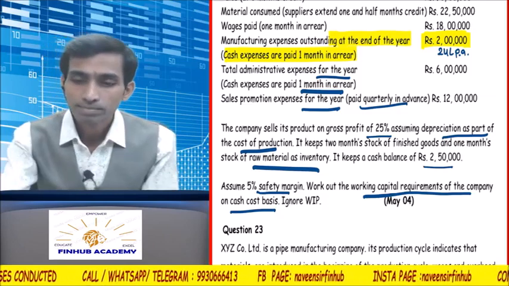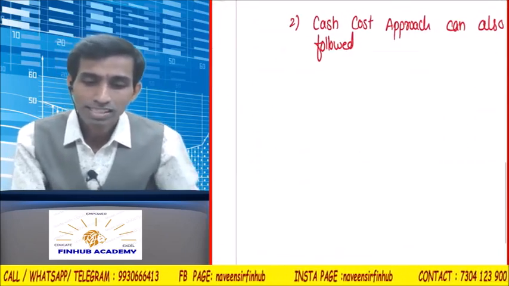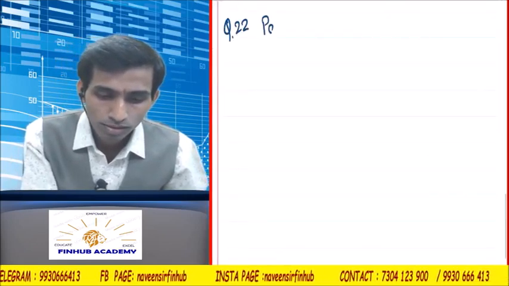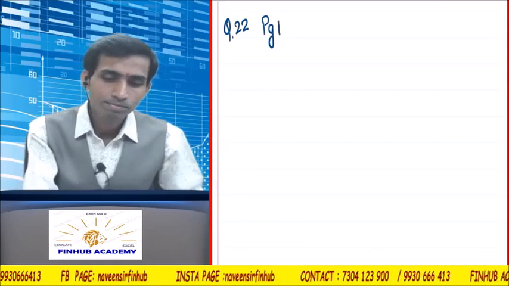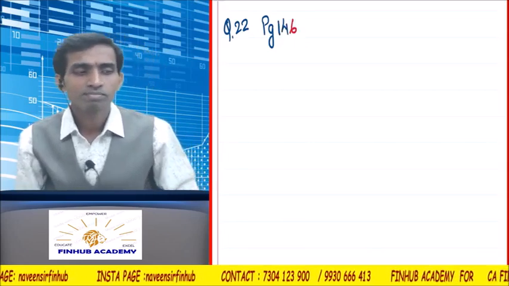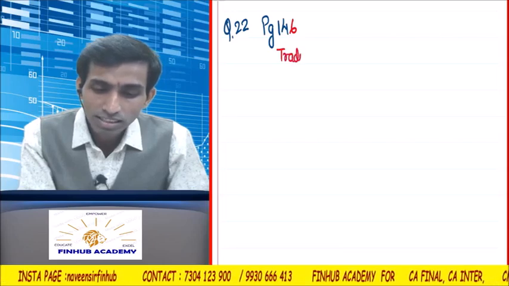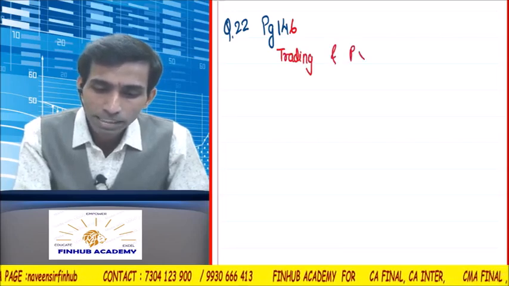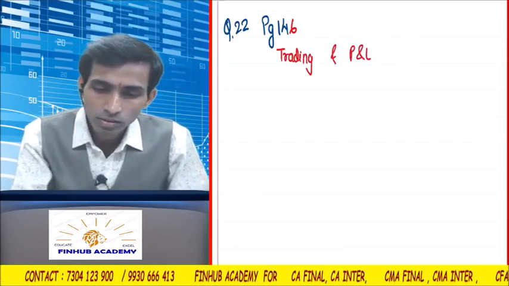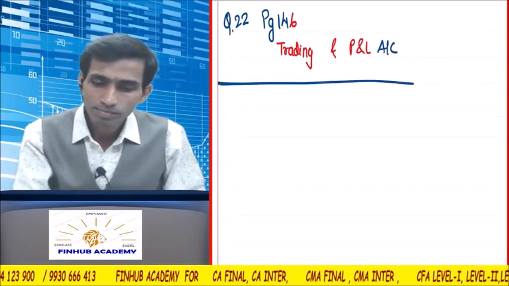Listen carefully how I will proceed. Question number 22, page number 146. Listen carefully: Trading and P&L account. First listen, then you can copy. I am making the Trading and P&L account. Particulars.